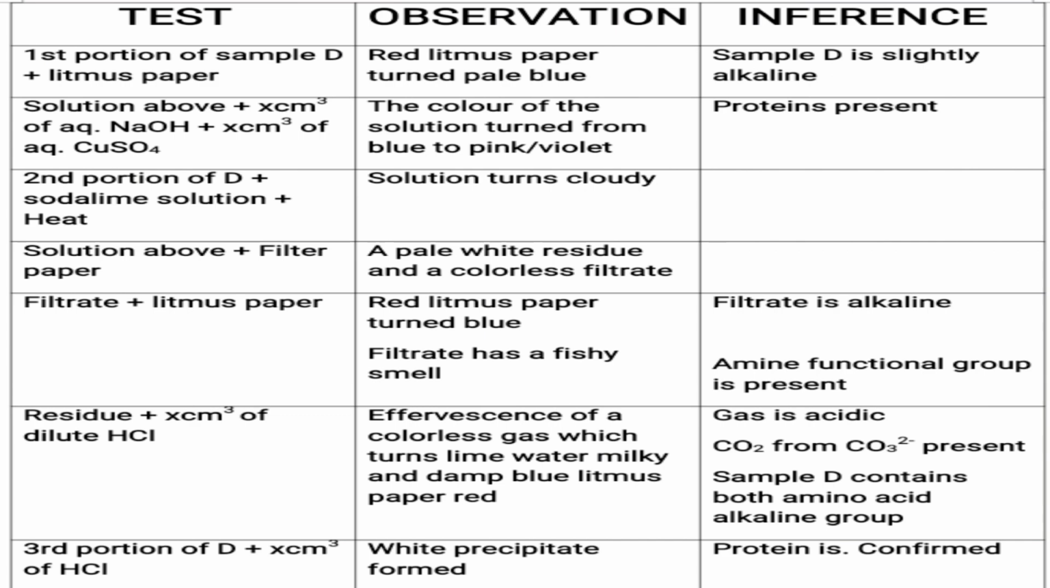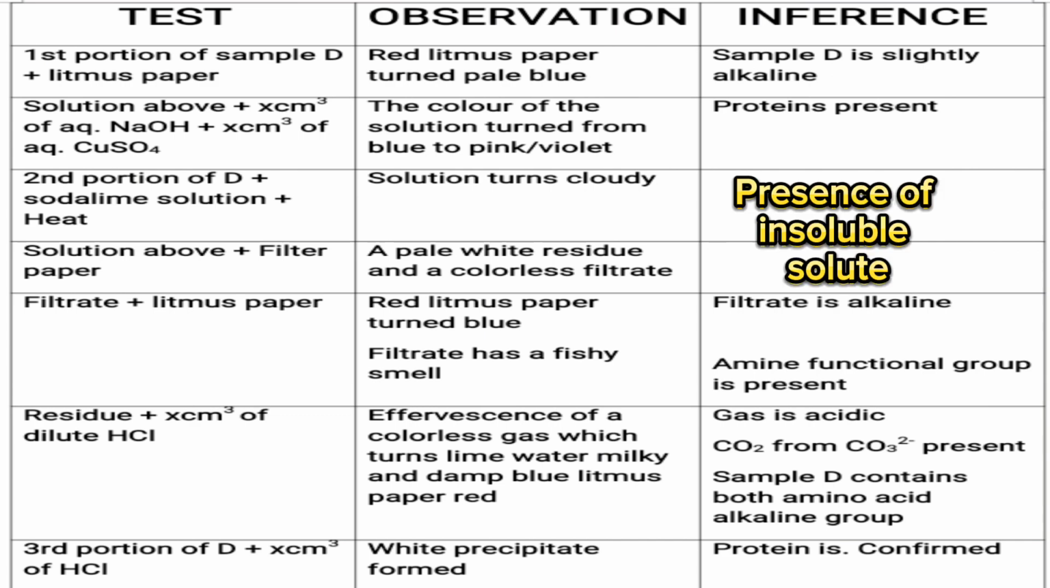To the second portion of sample D, you could be told to add soda lime solution and then heat it. When you do that, you'll find out that the solution turns cloudy. Why is it cloudy? Because there are some insoluble components. So under inference, simply write presence of insoluble component. Then to that solution, you could be told to use a filter paper to filter.